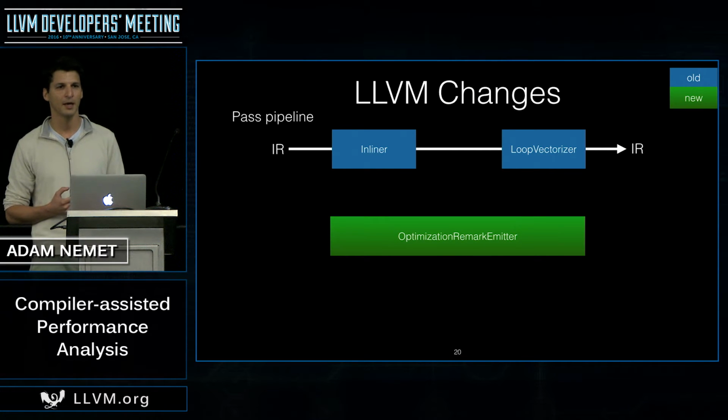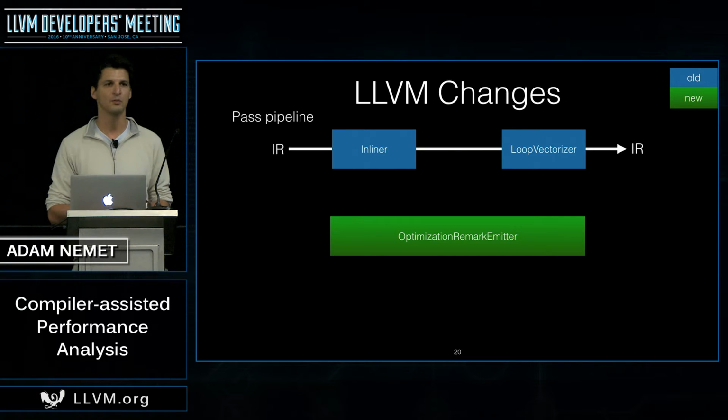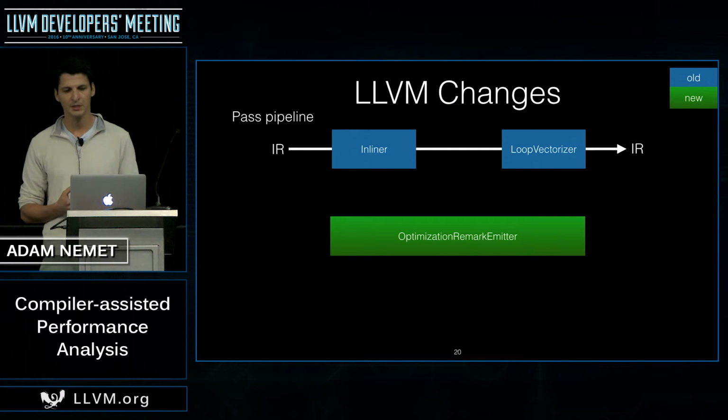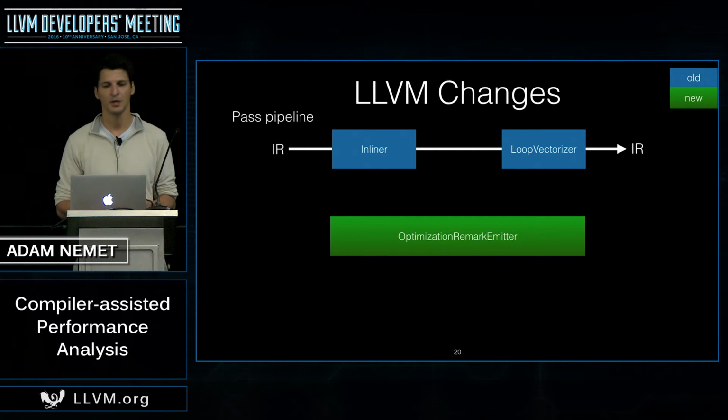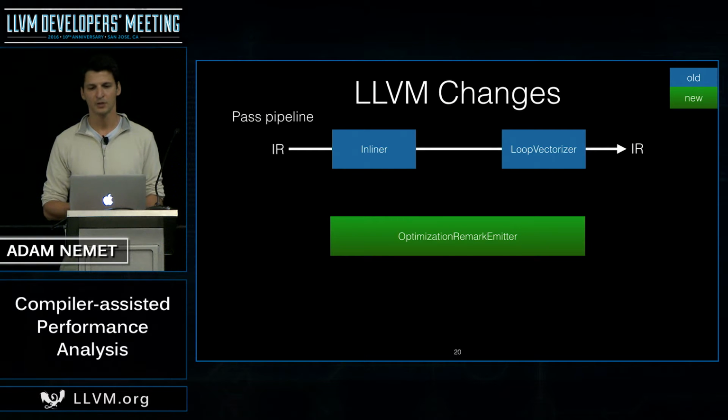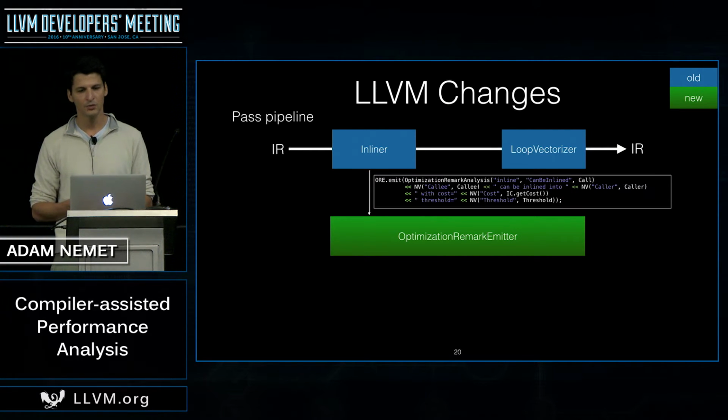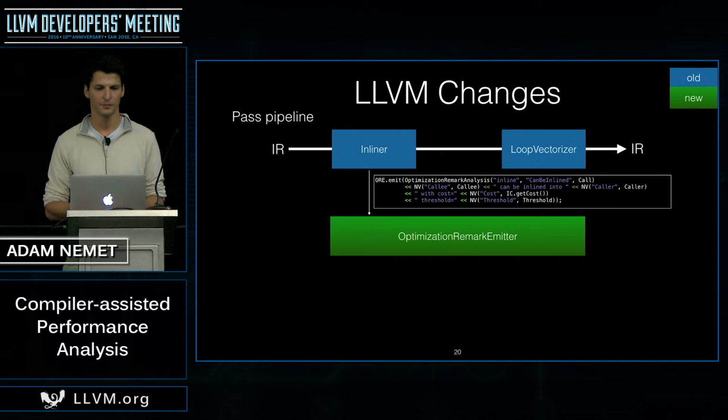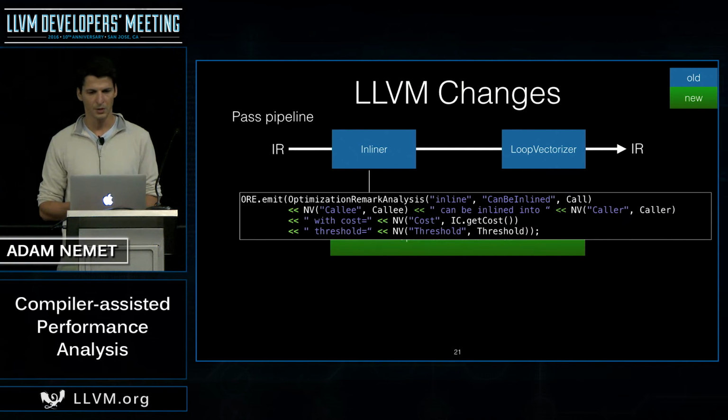There's a new analysis pass called optimization remark emitter. And as the name suggests, passes can use this analysis pass to emit optimization remarks. And you do this with an API call like this. Let's look a bit closer.